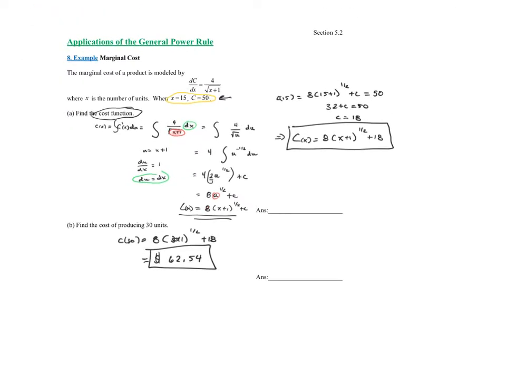So we started with the marginal cost function. We integrated to find the cost function. We had to use substitution to integrate. We found the general cost function. We used the initial conditions to find the exact cost function. And then once we had the cost function, we could find the cost of producing 30 units.